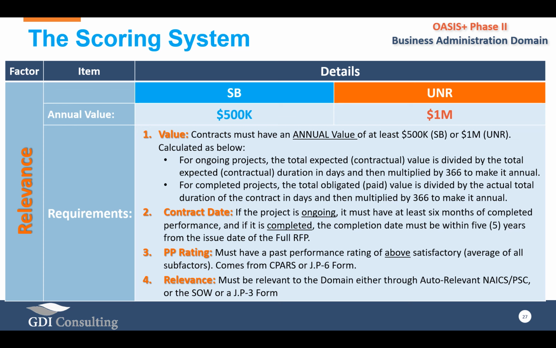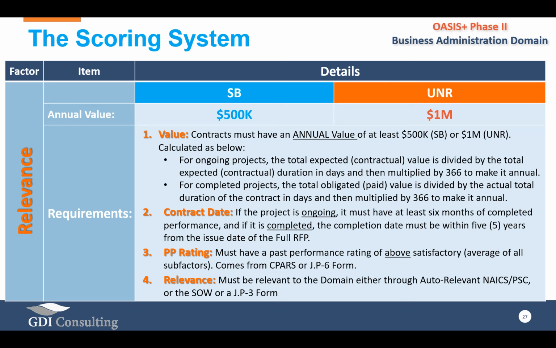Now, this can be proven that this contract you're bringing to the table is relevant in two ways. Either the contract has an auto-relevant NAICS code. Auto-relevant NAICS code means that the government has issued a number of NAICS codes that we saw, and I'm going to go over again. If your contract has one of those NAICS codes, you're good to go. You don't have to prove anything.